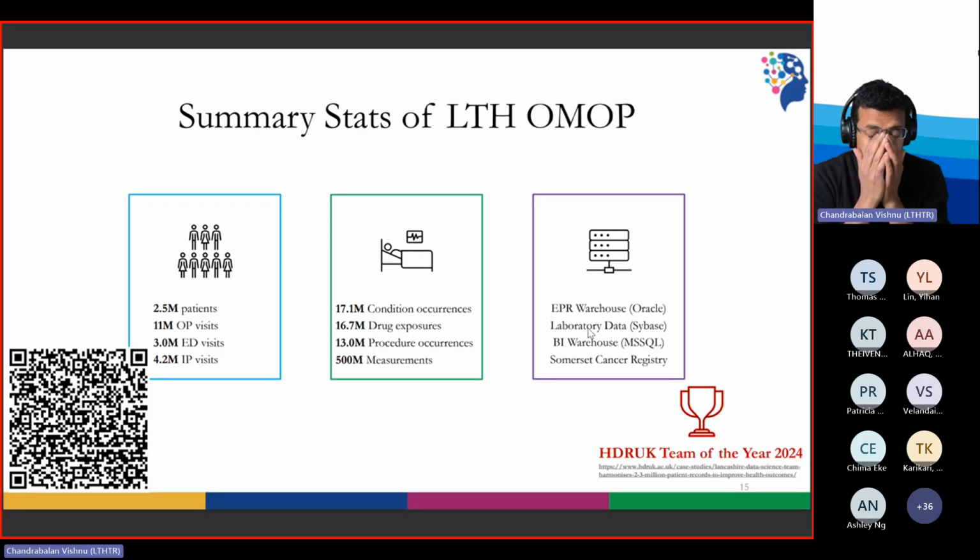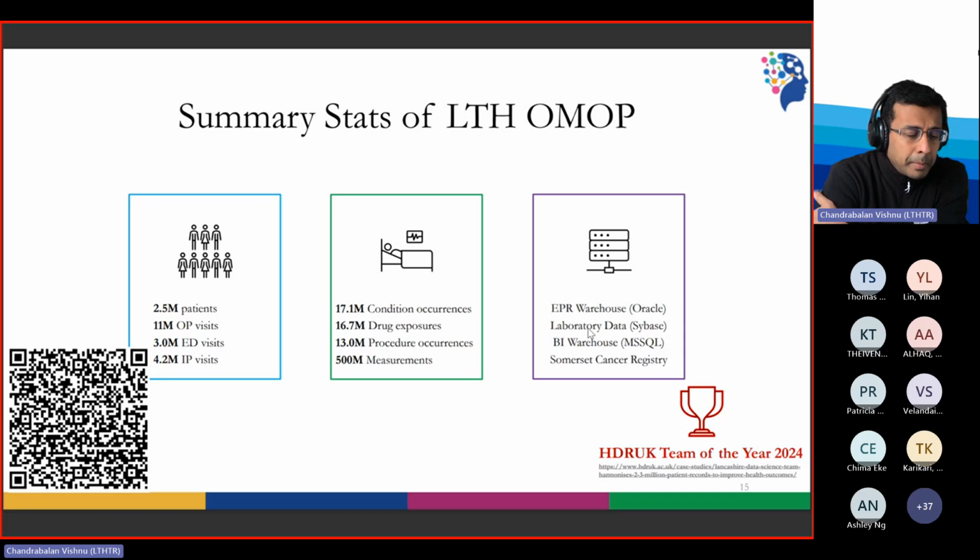And for our efforts, we did win an award earlier in the year. We got the HDR UK Team of the Year award. We have close to 1 billion rows of data across all the tables for Lancs teaching hospitals. And we're going out to do exactly the same for University Hospitals of Morecambe Bay. The data that we have in OMOP now feeds a clinical trials discovery platform called TriNetX as well. And the feedback from TriNetX has been that we have one of the cleanest data sets in their global network.